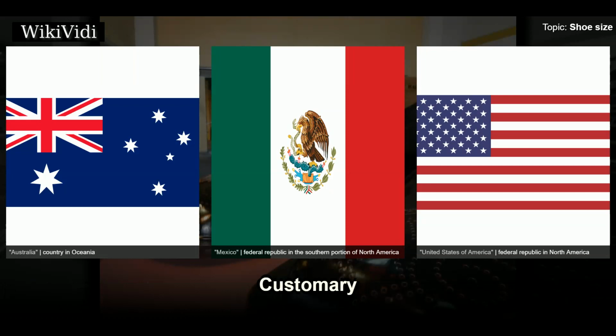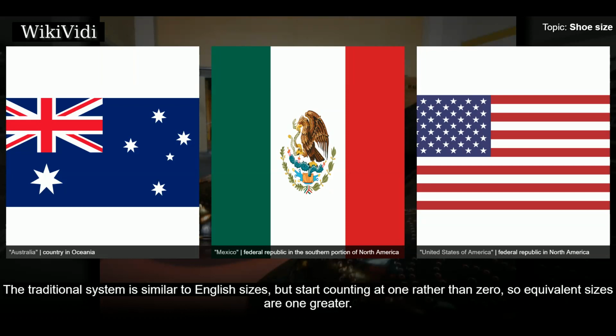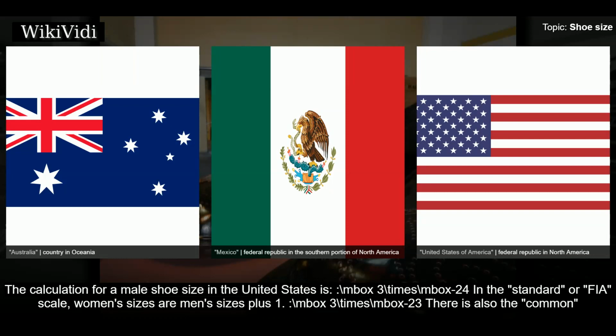Customary. The traditional system is similar to English sizes, but start counting at 1 rather than 0, so equivalent sizes are 1 greater. The calculation for a male shoe size in the United States is /mbox3 times /mbox24 in the standard, or FIA, scale. Women's sizes are men's sizes +1.